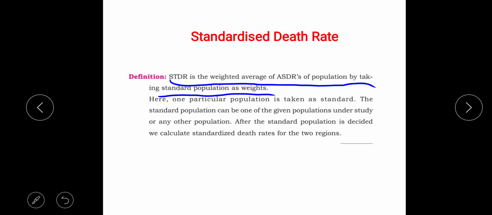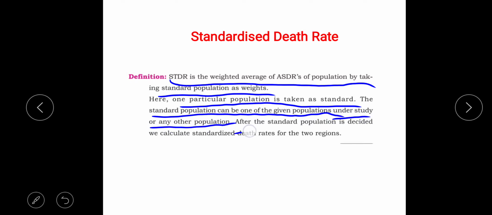ASDR. Okay, and then multiply that ASDR with the standard population. Then we take the total of ASDR into standard population divided by the total of standard population. Here they have given that the standard population can be one of the given populations. One particular population is taken as a standard. The standard population can be one of the given populations under study or any other population. After the standard population is decided, we calculate the standardized death rate.